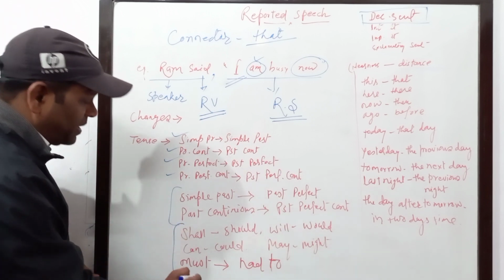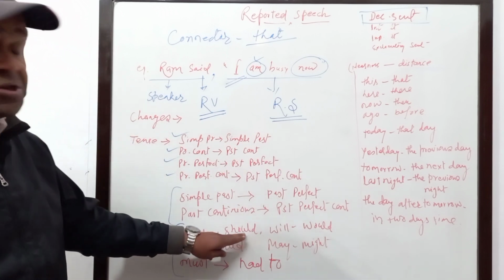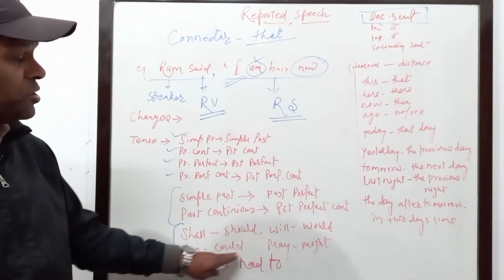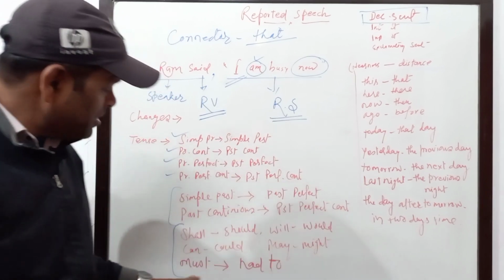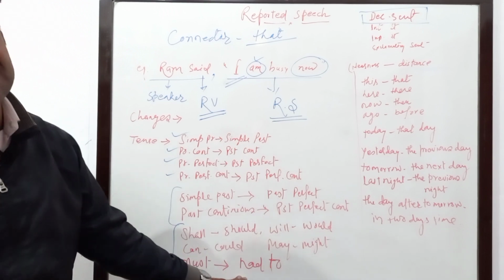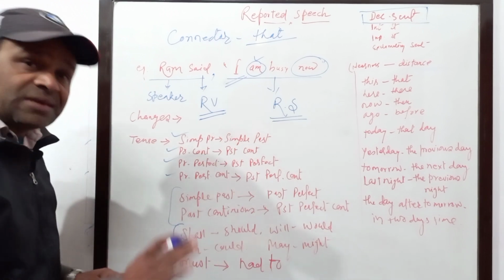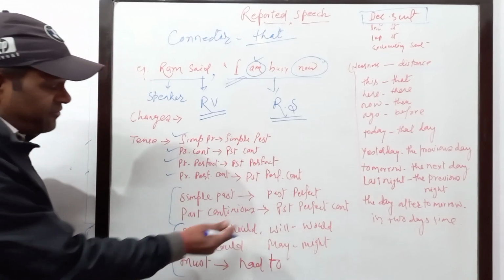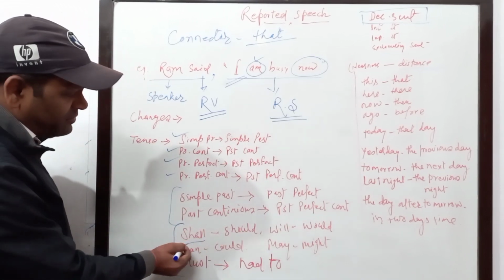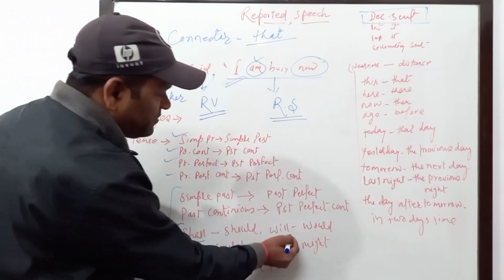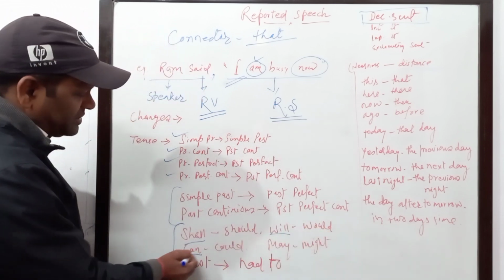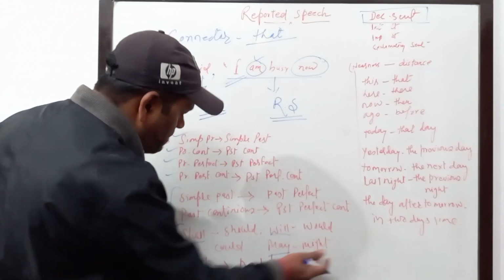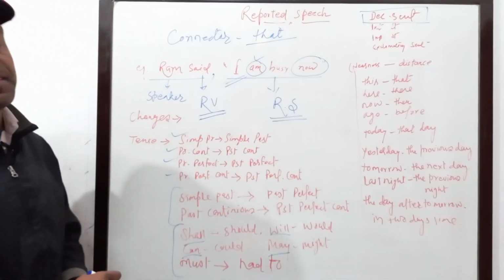Now come to the third part. Shall changes into should, will changes into would, can changes into could, and may changes into might. One more is must, and it changes into had. Other modals are not used here. We are taking only five modals. One is shall, which will change into should. Other is will, which will change into would. Next is can, which will change into could. And the next one is may, which changes into might, and must changes into had.